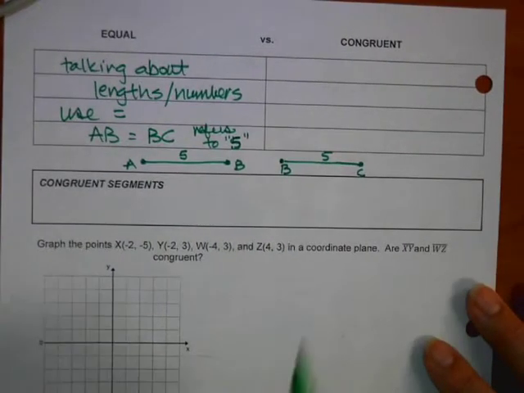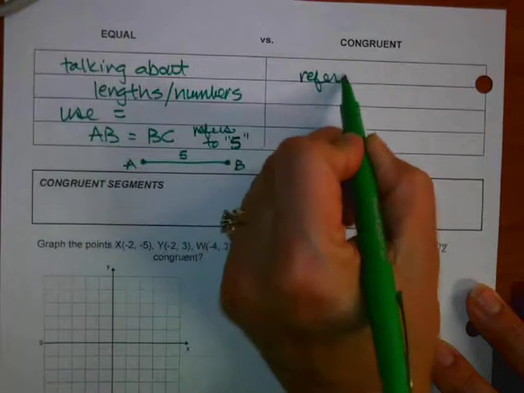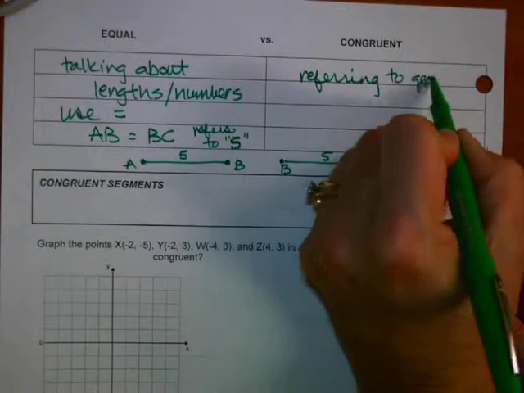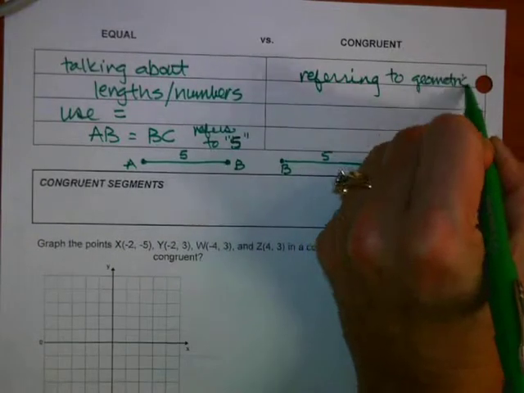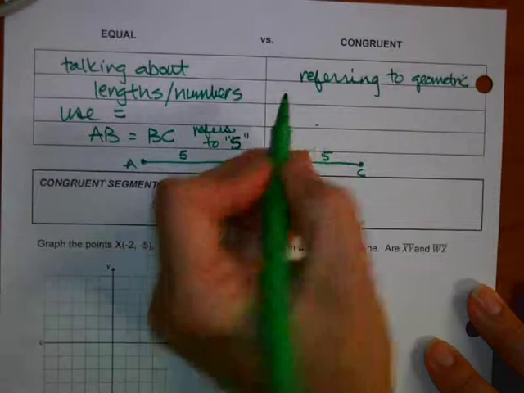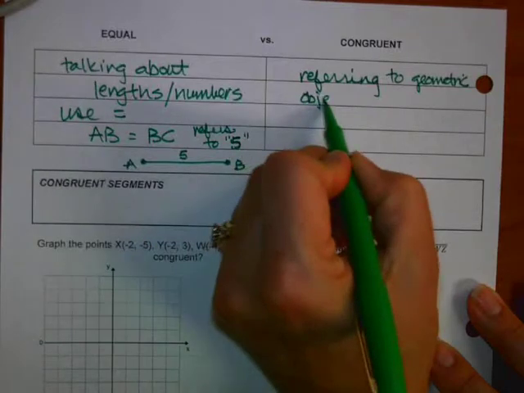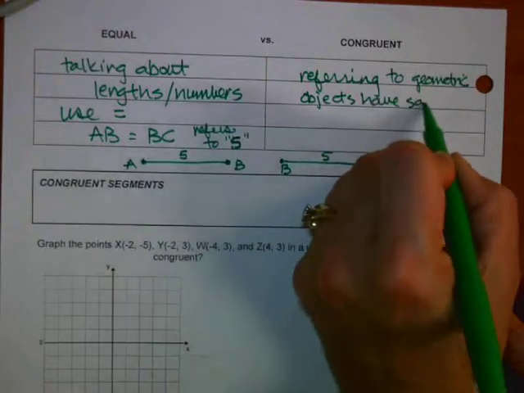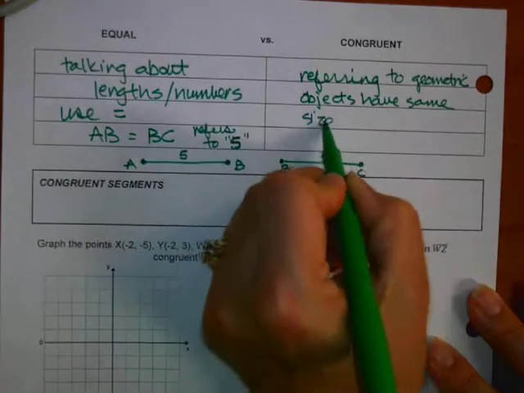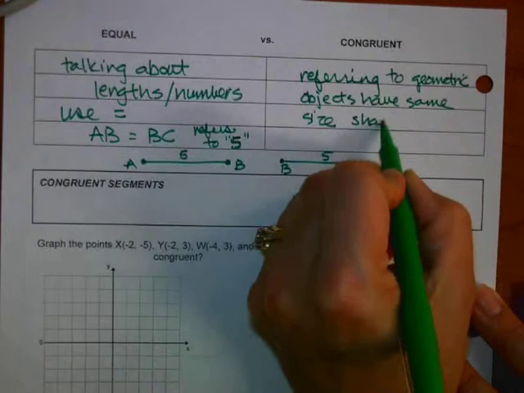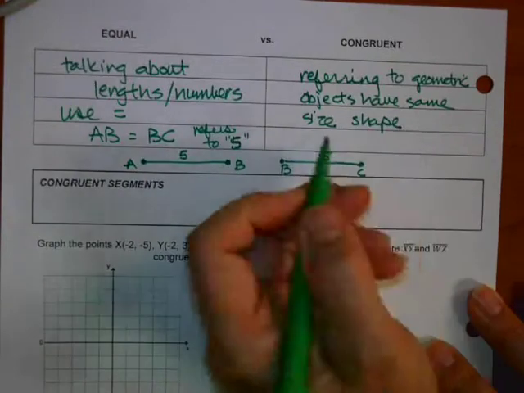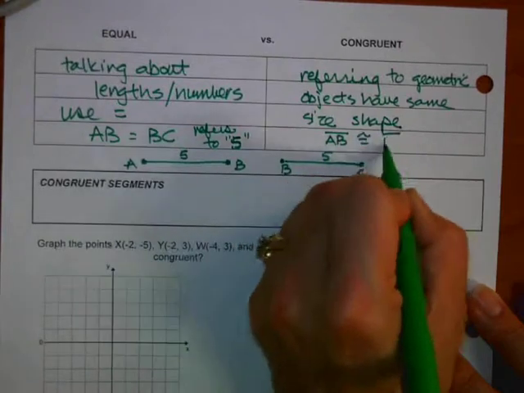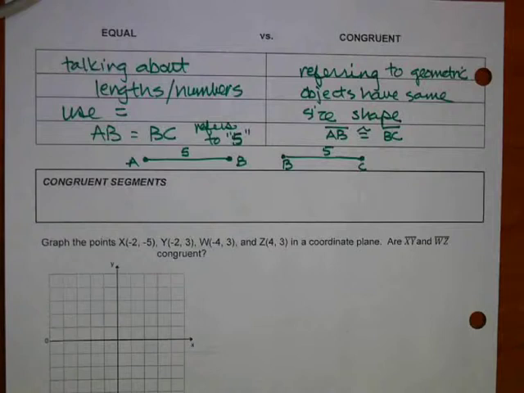You use congruent when you're referring just to the geometric size and shape of figures, to geometric objects that have the same size and shape. So you would say segment AB is congruent to segment BC, same size and shape.